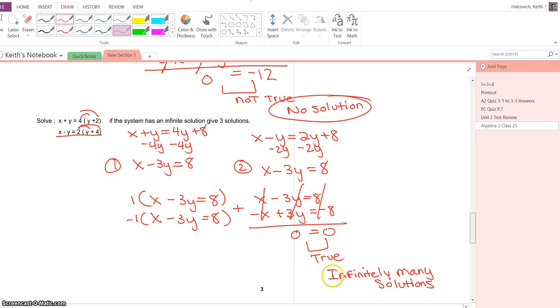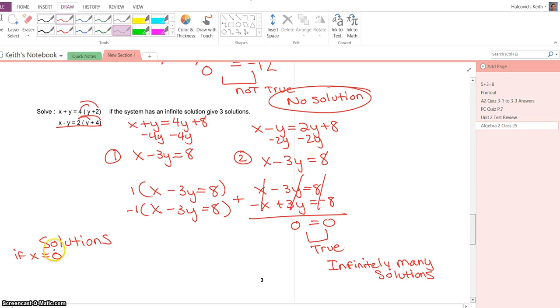So now, it says if the system is infinite, we're going to give 3 solutions. So to give 3 solutions, we're just going to choose values for x. So let's say x equals 0. So if x equals 0, negative 3y equals 8, divide by -3, so y equals -8 thirds. So 0 and -8 thirds is one solution.